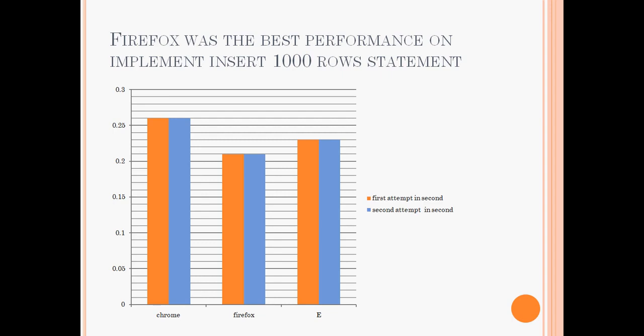Now we will go to the results. Firefox had the best performance on the insert 1000 rows statement, and in the chart we will see the red color represents the first attempt in seconds, and the blue color represents the second attempt in seconds, and it shows Firefox takes the lowest time to implement the 1000 row statement.